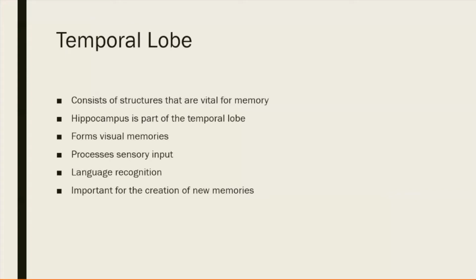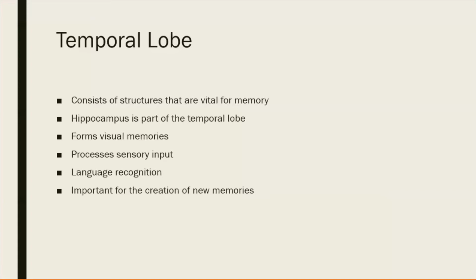This consists of structures that are pretty vital for memory, specifically the hippocampus. And the hippocampus is really important for Alzheimer's disease as well. That's where Alzheimer's disease starts. But the hippocampus and the hippocampi structures are in the temporal lobe and are also affected by FTD in different ways. So our temporal lobe also forms our visual memories, right? Those scenes laid out in our head, those pictures, right?